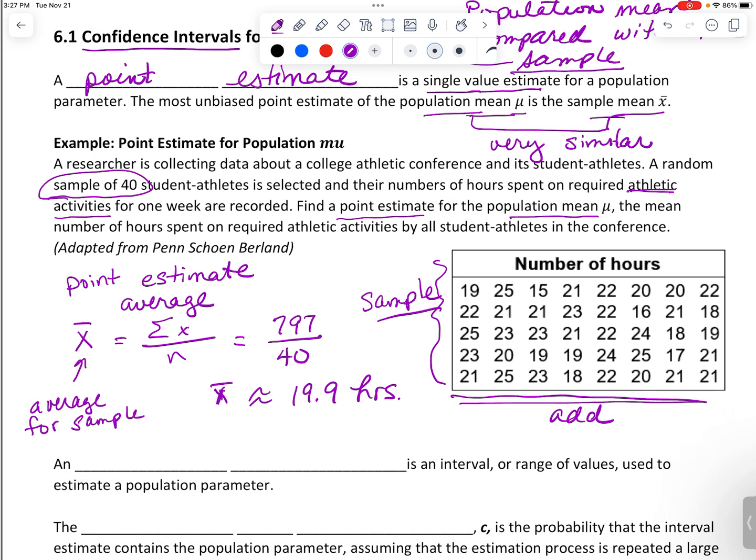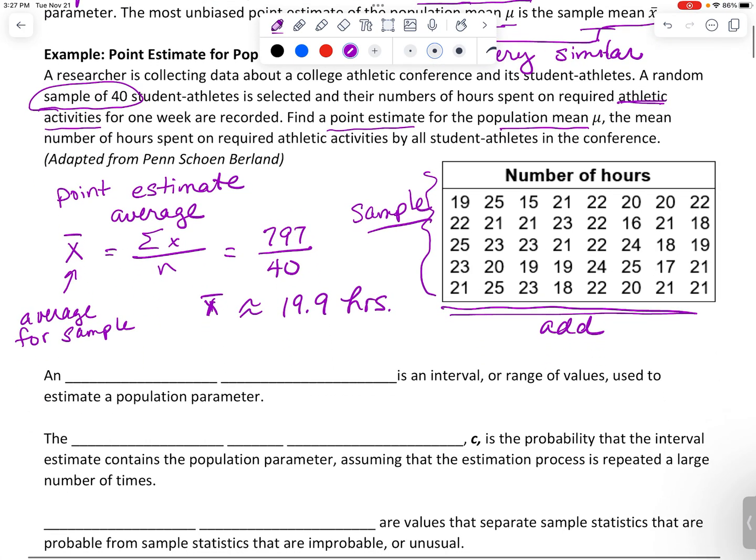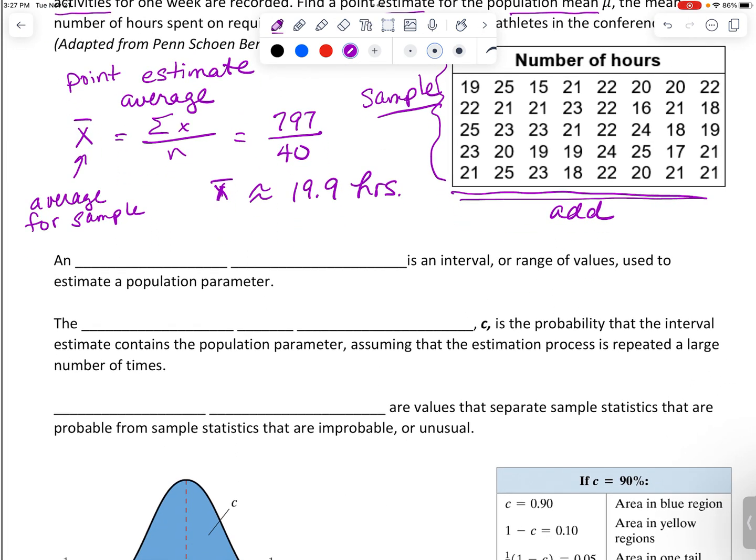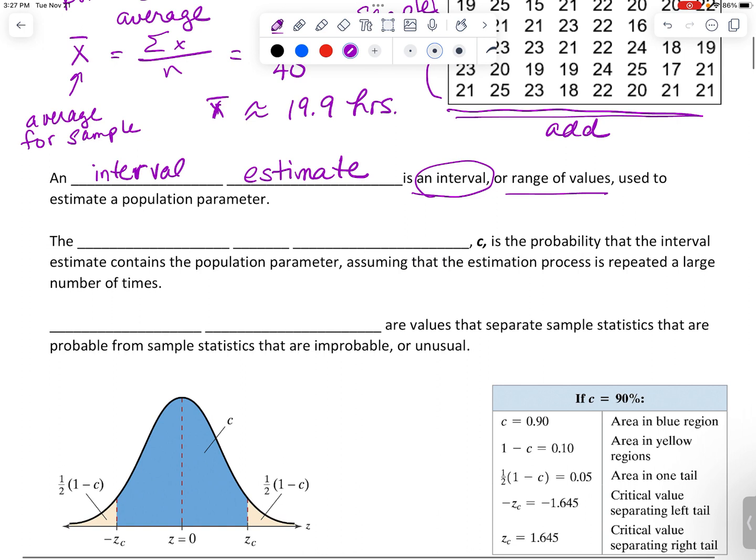So again, I want to see whether or not that 19.9 hours can apply to an entire population, not just to the 40 students that we surveyed. And how close is that? It won't be exact, but it should be getting pretty close. So the next thing we're going to define is an interval estimate. So again, we're estimating. So this now is going to be an interval, or a range of values that we can use to estimate with. And we want to know our level of confidence.